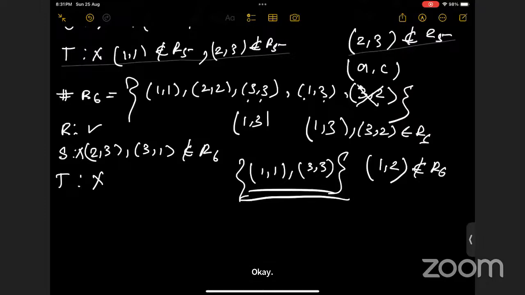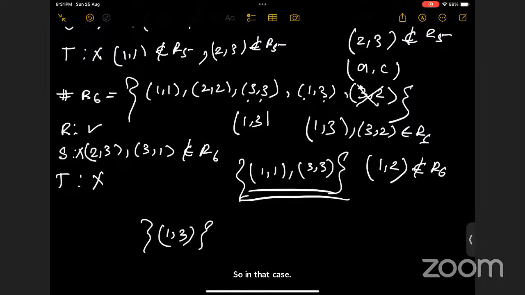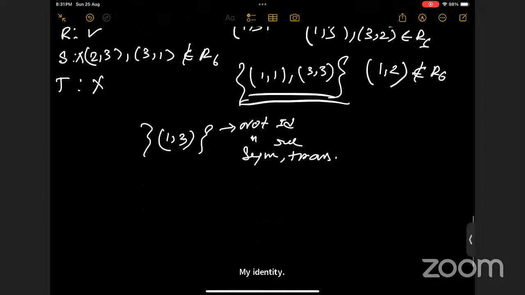Ma'am, let's say we have a set of 1, 1, 2, 1, 3 only. In that case, it would be an identity relation, right? No, ma'am, it is not symmetric. How will it be identity, ma'am? This is not reflexive. It will be transitive, but it will not be identity. I'm saying what if we have only two elements? It is only a transitive relation. Okay, ma'am. Got it.